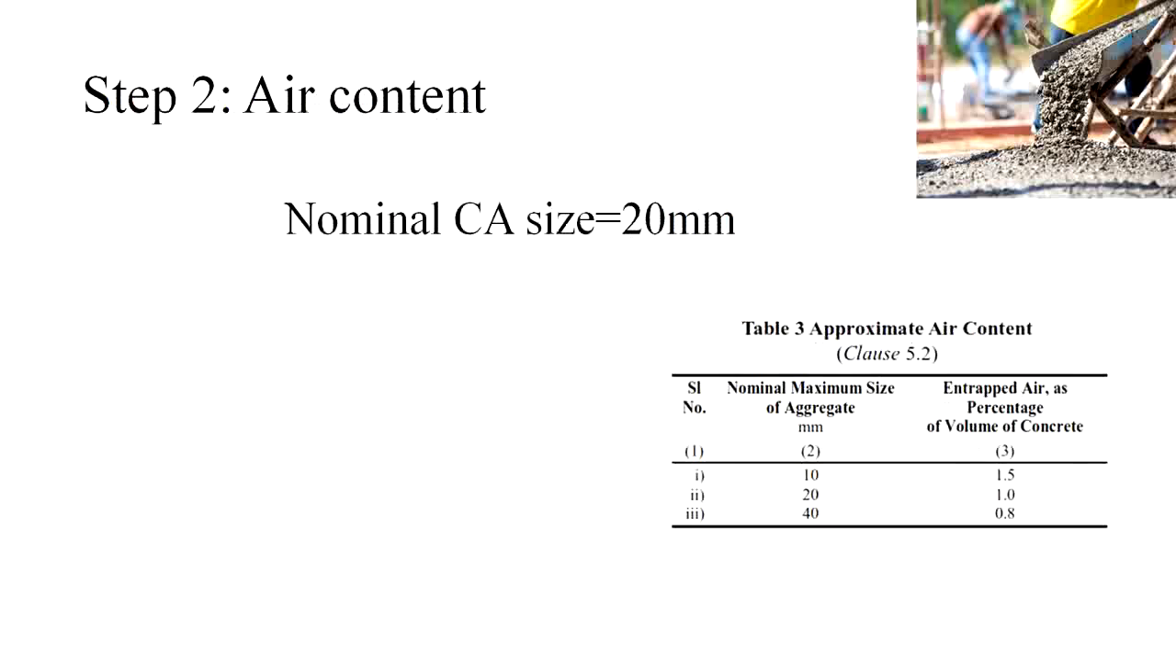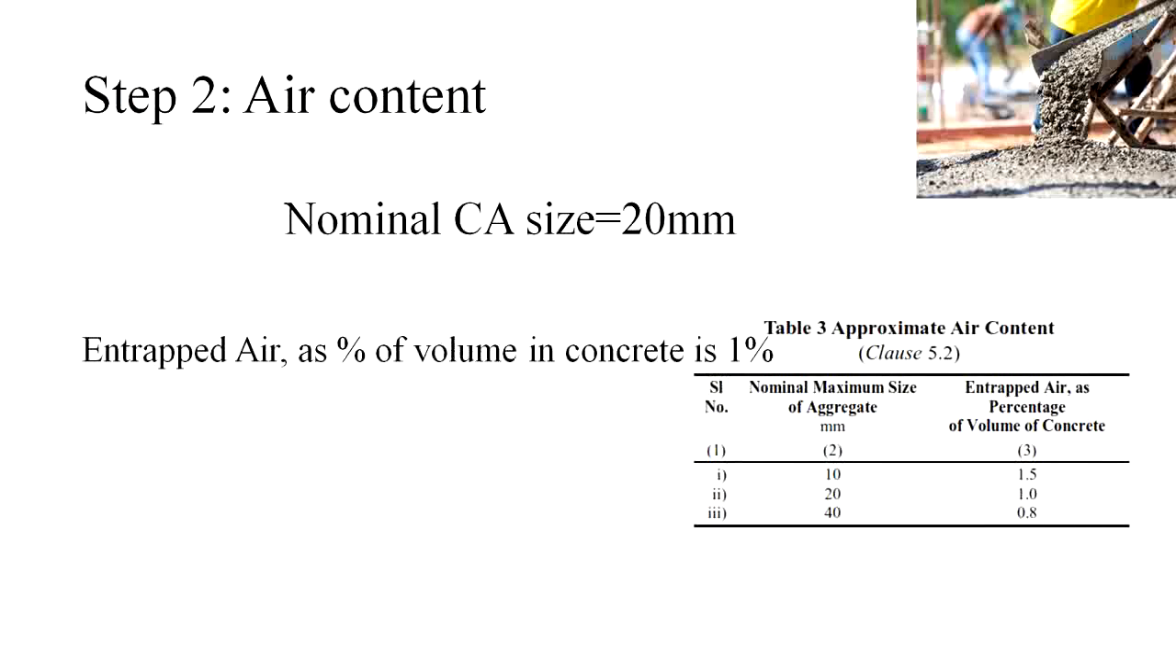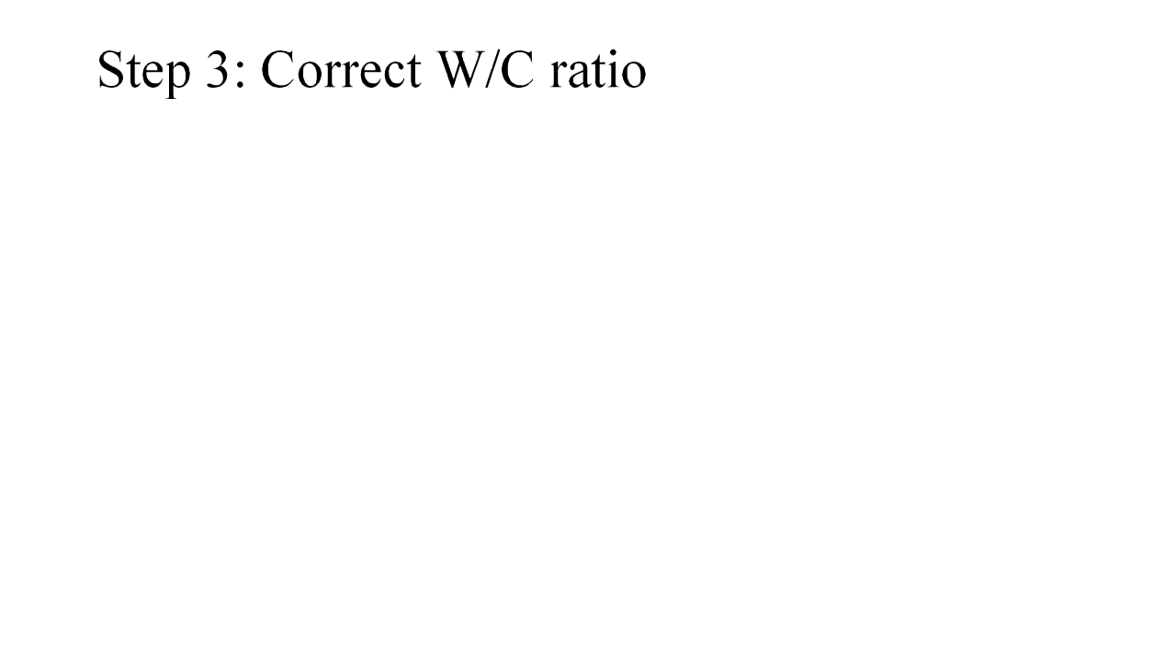The second step is to determine the air content. The nominal aggregate size we are using is 20 mm. So according to table 3 of IS 10262, for the maximum size of aggregate 20 mm, the entrapped air content is taken as 1%.